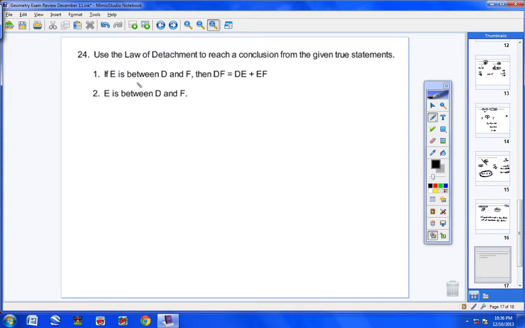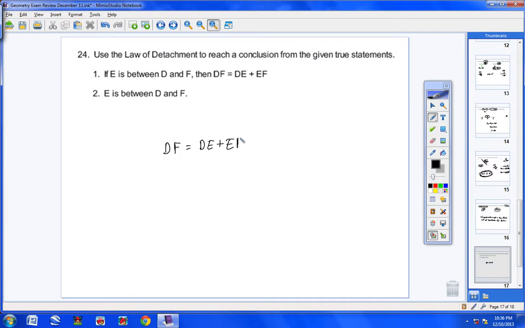So look at this. If E is between D and F, then DF equals DE plus EF. Then look what it says. E is between D and F. Now it says right here, if E is between D and F, then this. And then it says E is between D and F. So what conclusion can I draw? I can draw the conclusion then that DF equals DE plus EF.